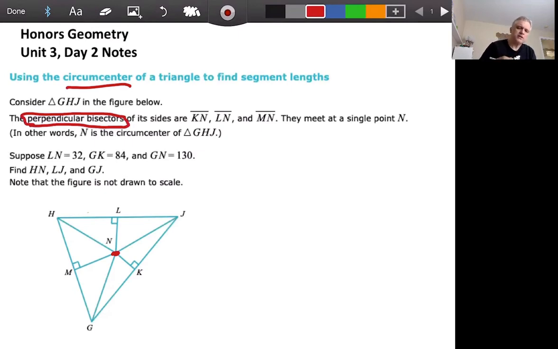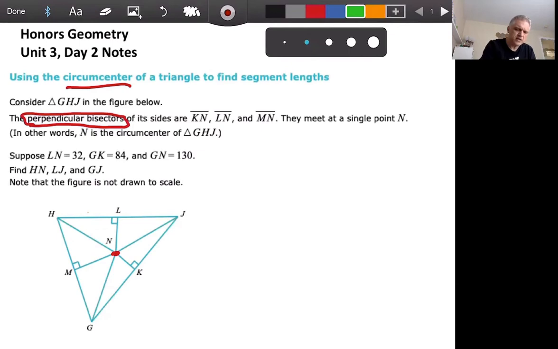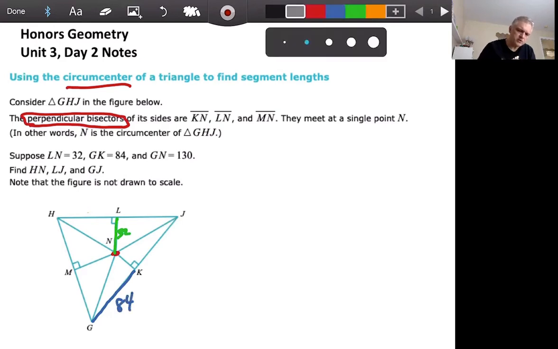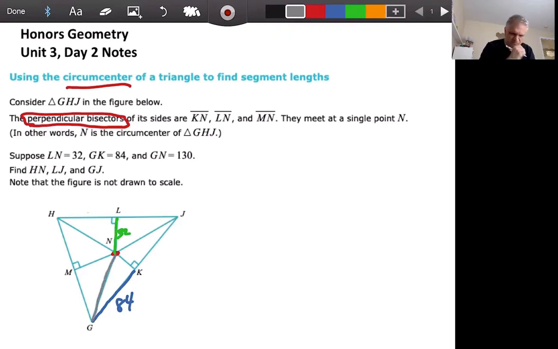Okay, so now let's take some given information that they have for us here. All right, LN is 32 units long. This guy right here. They also tell us that GK is 84 units long. And it tells us that GN, which is this guy, is 130 units long.